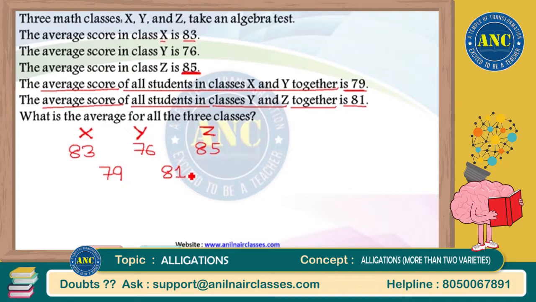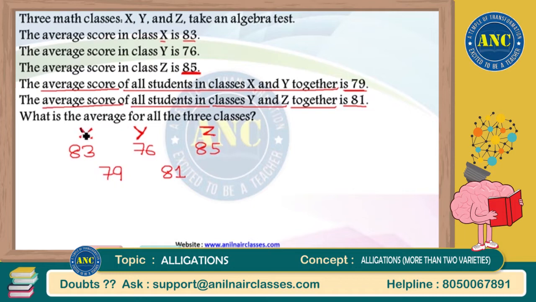What is the average for all the 3 classes? In simple language, sir, individual classes average is given. Combination of 2 classes together average is given. Combination of 3 classes average is what we need to find. I hope the idea is clear.